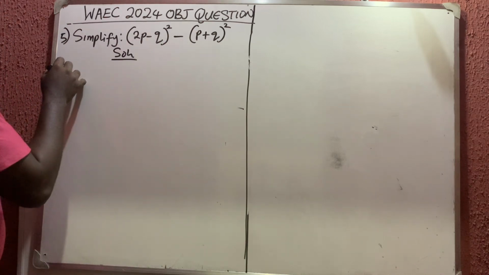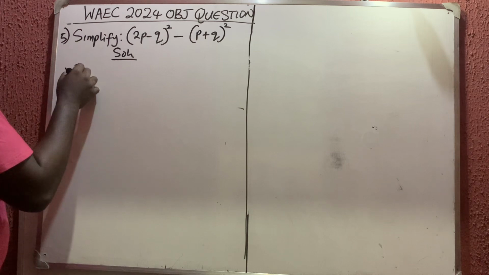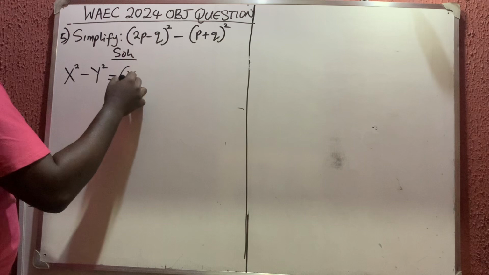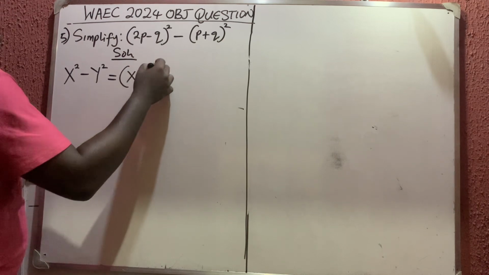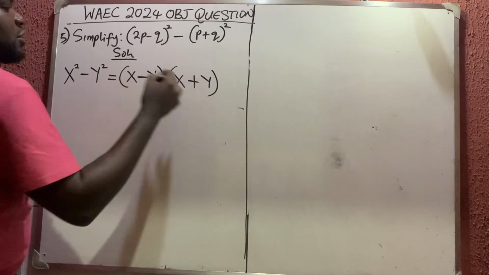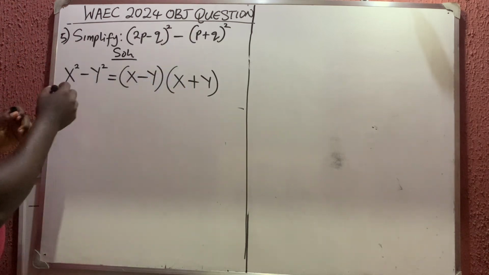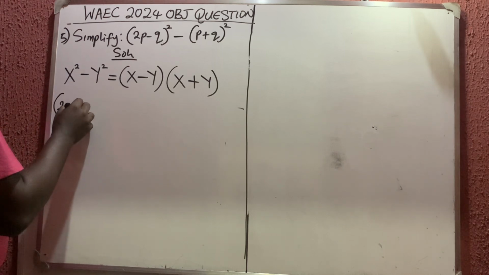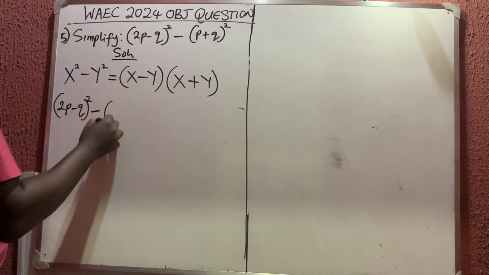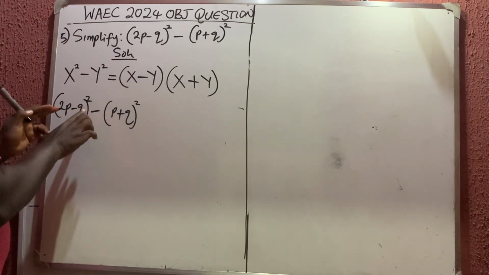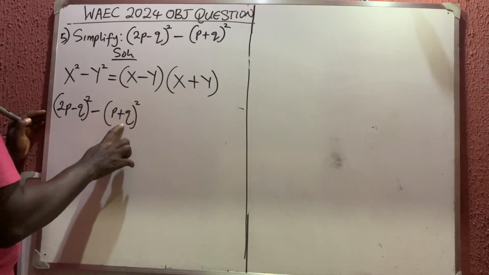You should remember that if I have x squared minus y squared, that is the same thing as saying x, the first one, minus the second one, is being multiplied by the first one plus the second one. So that is the concept they are trying to bring here. They gave me (2p - q) all squared minus (p + q) all squared. Now, this is the difference of two things that are squared, like I said here.